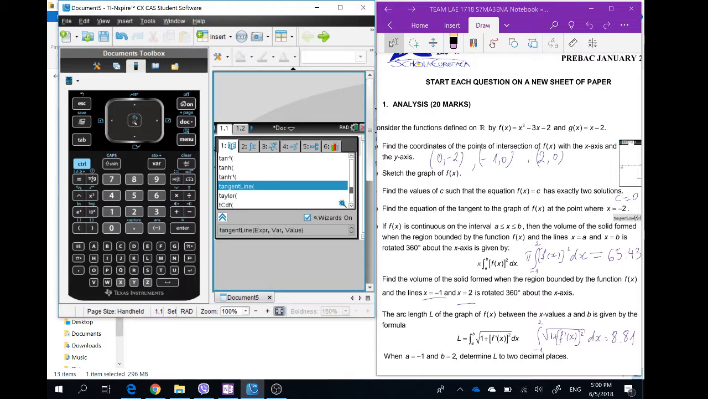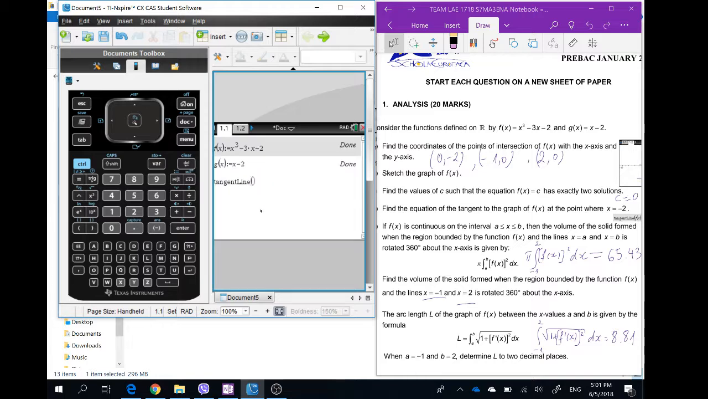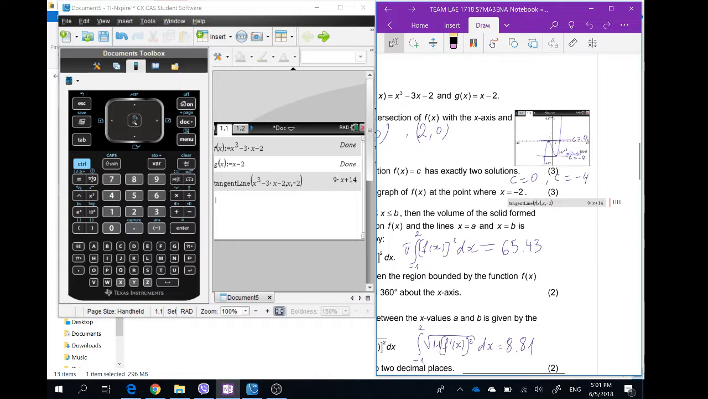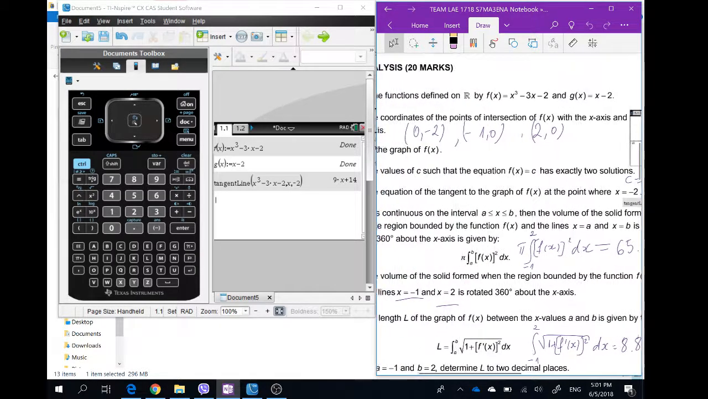So expression is the function, variable is x, and -2 is the value. So tangent line for f of x, which is x cubed minus 3x minus 2, the variable is x and the value is -2. And you have the tangent line y equals 9x plus 4. Here you have also given the function. Yes, I could write f of x because f of x is already defined.